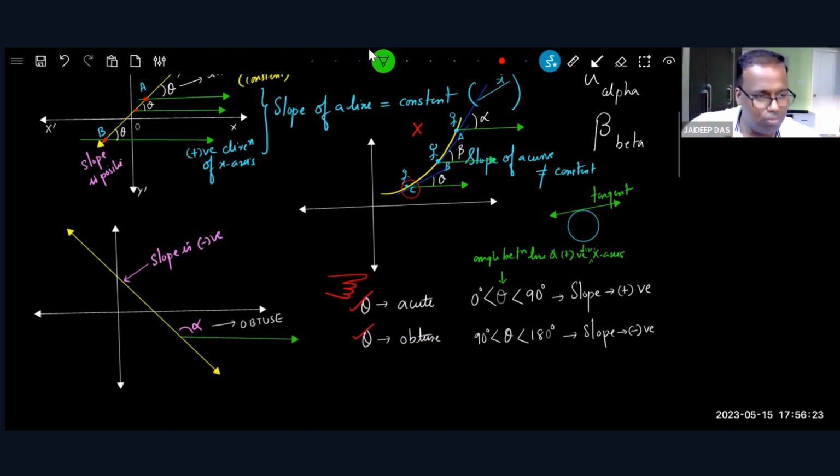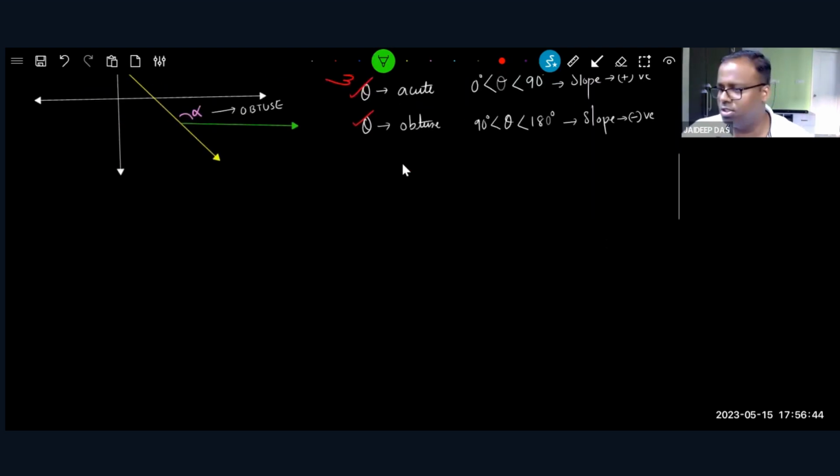Sir, what positive? We will come to that. I have still not given you the formula for slope, but whatever value you calculate, that will be a positive value. Okay? And if the angle is obtuse, that will be a negative value. अभी मान के चलो, आगे आगे clear होगा. थोड़ा और examples करते हैं अभी. Only on positive, negative. Okay?